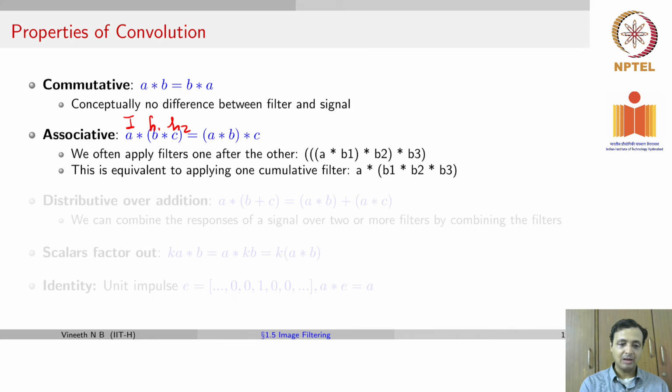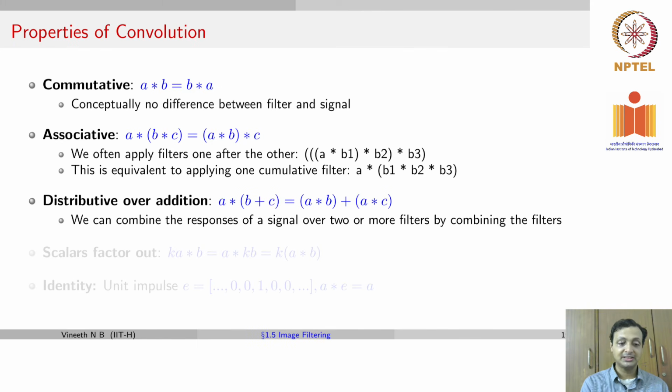now you can either apply the filter H1 on I first, get an output, and then apply filter H2, or you can pre-compute the convolution of H1 and H2 and simply apply the output of that to the image. We'll see some tangible, useful applications of this property a bit later.